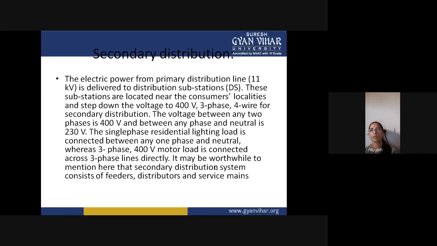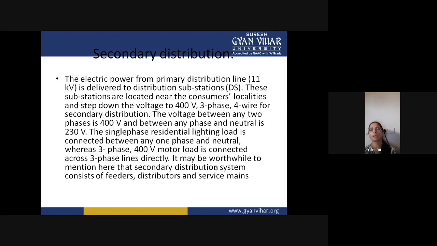Secondary distribution. The electric power from the primary distribution line is delivered to the distribution substation. These substations are located near the consumer's location and step down the voltage to 400 volt. For this we require three phase, four wire for secondary distribution, and the voltage between any two phases is 400 volt and between any phase and the neutral is 230 volt.